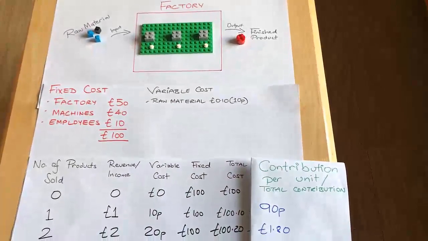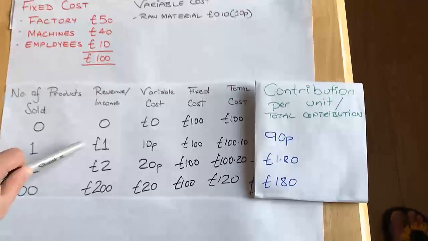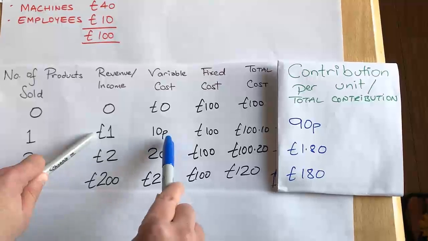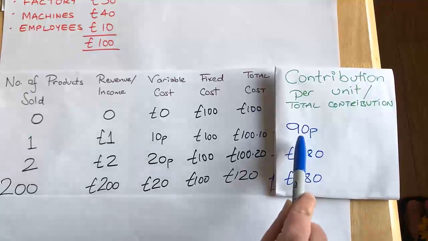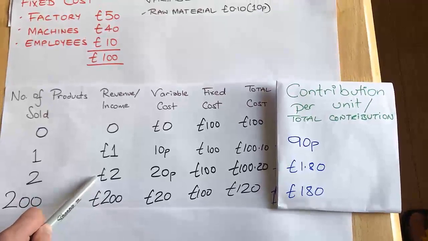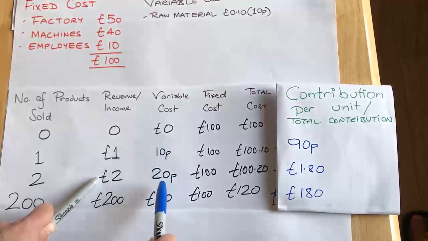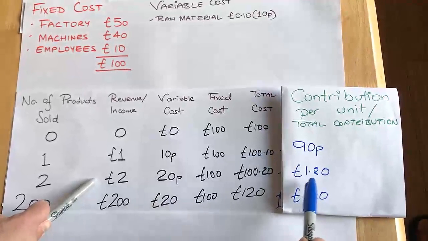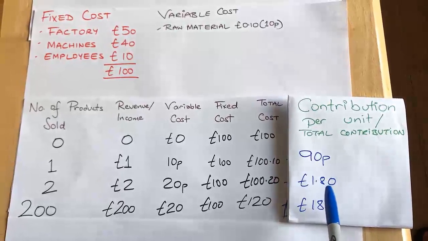Let's talk about contribution. What's contributing to what? So contribution, this is how we work it out. We look at revenue minus your variable cost. So the money we get from the customer minus the cost for the raw material. £1 minus 10 pence gives us 90 pence. When we made 2 products, we got £2 from the customer and it costs us 20p. So 10 pence plus 10 pence for 2 products, 20p. £2 minus 20p gives us £1.80. This is what we are contributing towards our fixed cost.